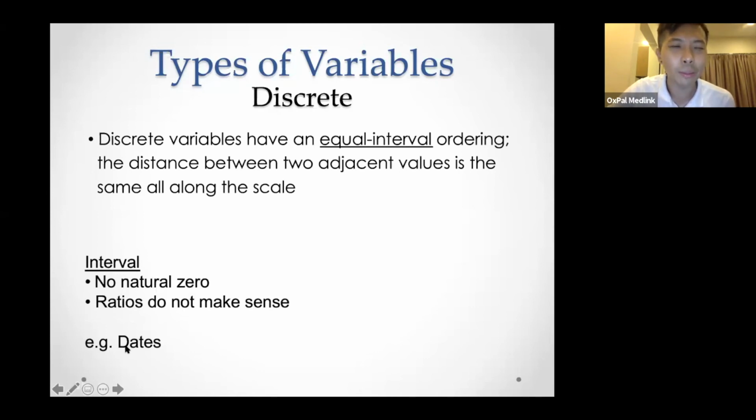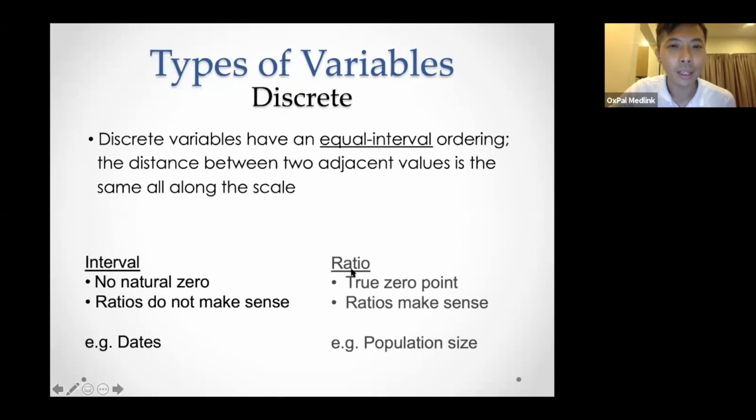When is zero? Maybe some of you use BC or the zero BC, zero AC as the zero, but it's not really a natural zero. It is one which is defined by humans. And the ratios do not make sense. So you don't usually divide one date by another.